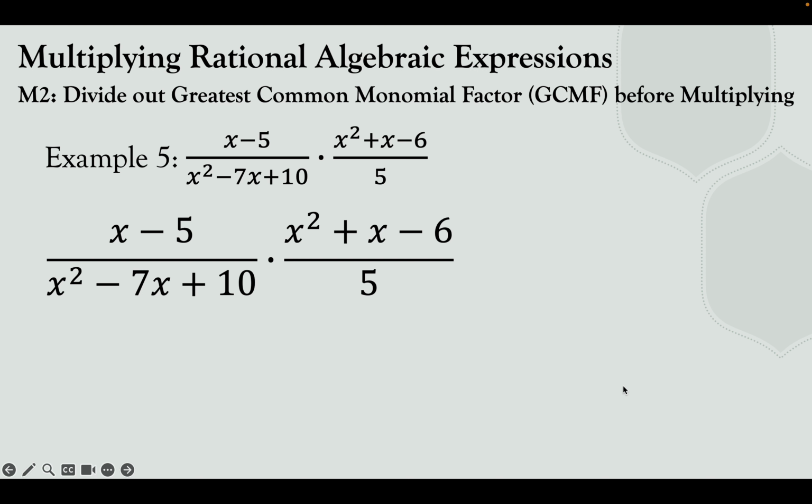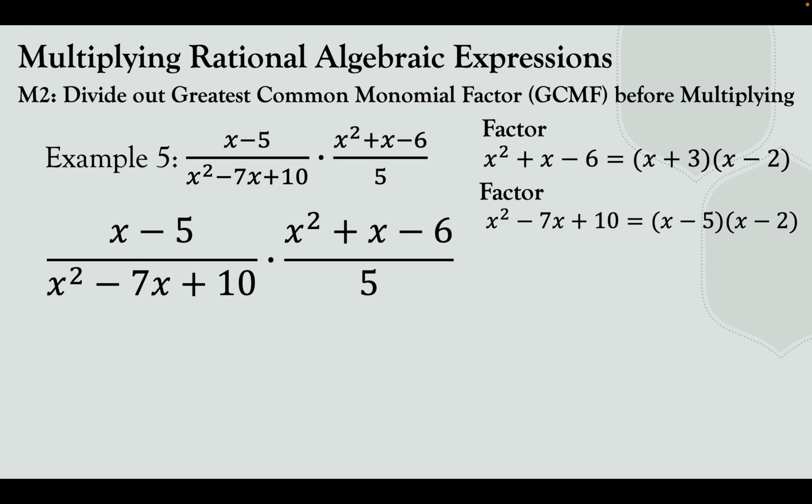For example, we have x squared plus x minus 6. This can be factored. And x squared minus 7x plus 10 also. So for x squared plus x minus 6, recall the general trinomial where your a is equal to 1. So we have x plus 3 times x minus 2. And for x squared minus 7x plus 10, the factored form for this one is x minus 5 times x minus 2.